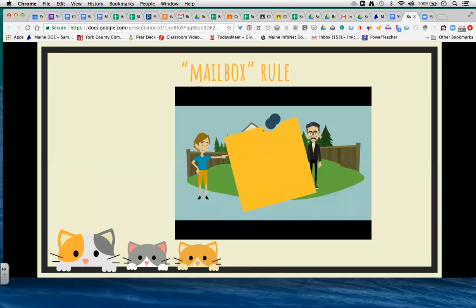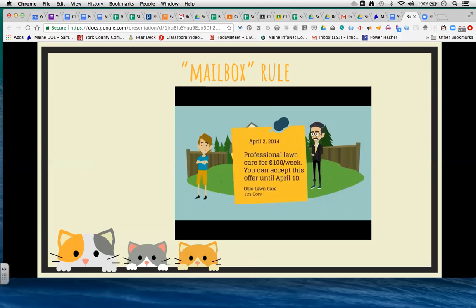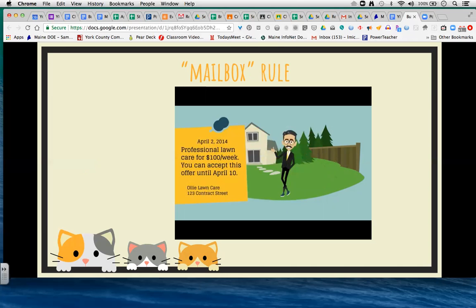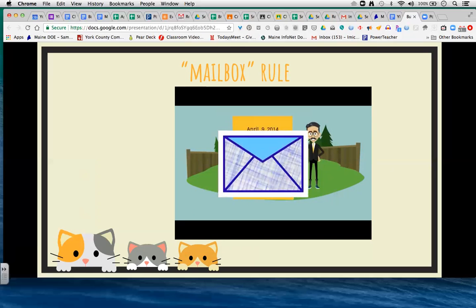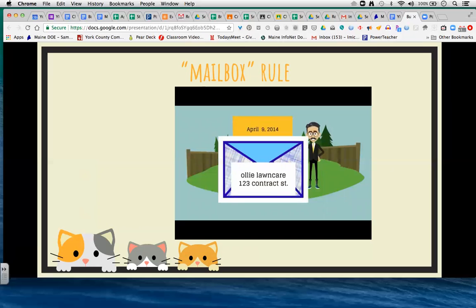emails. So let's say Ali posts an offer, and he offers to care for lawns at $100 a week, and he requests acceptances by April 10th. Fred decides that this is a good deal, so he sends a letter back to Ali. And on April 9th, he accepts Ali's offer. That same day, on April 9th, he properly mails the letter.